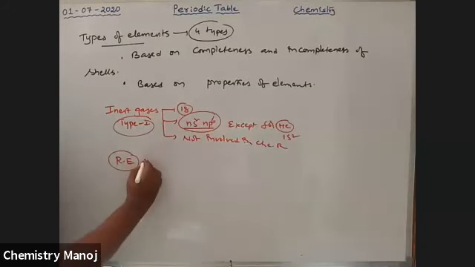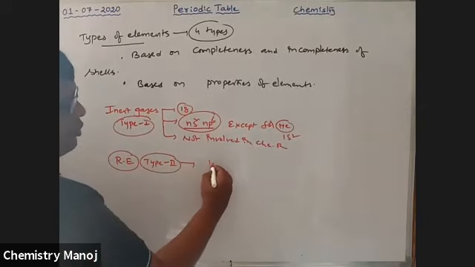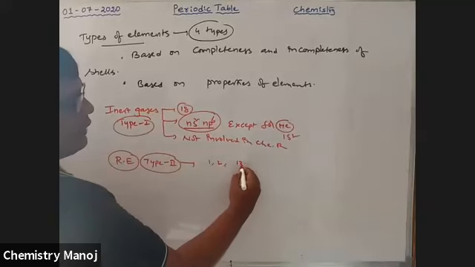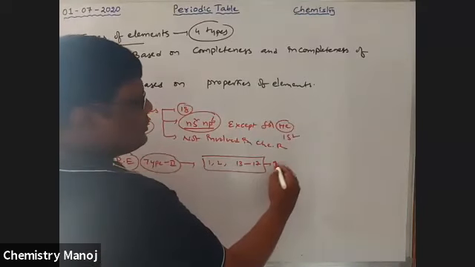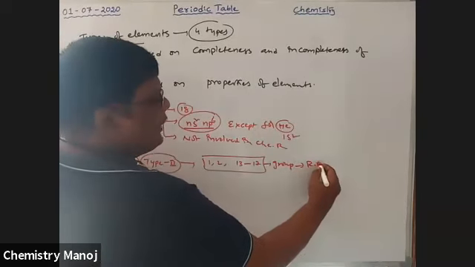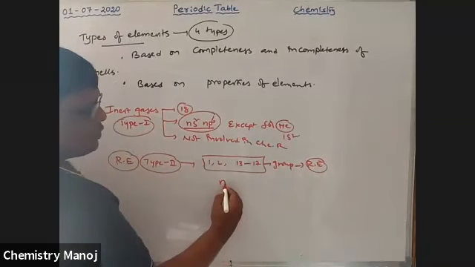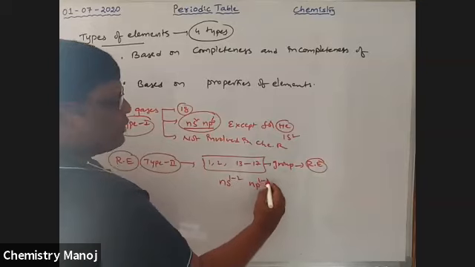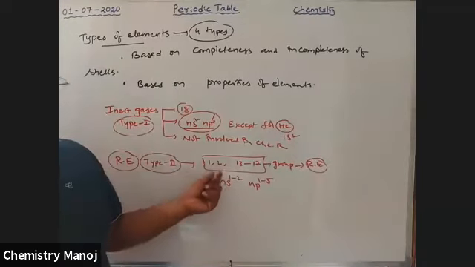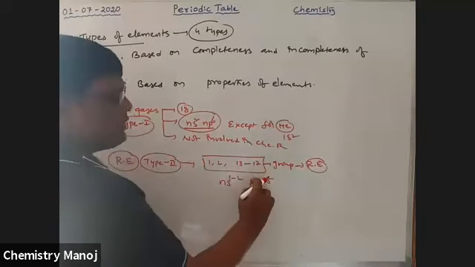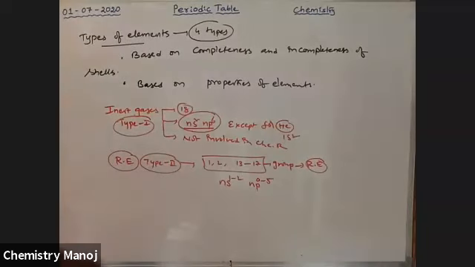Representative elements. These are nothing but type 2 elements. That means first group, second group, 13th to 17th group are representative elements. Here, the general outermost electronic configuration is ns1-2, np1-5. ns1-2 for groups 1 and 2. For np, not only 1 to 5, it is 0 to 5 is the better way. So ns1-2, np0-5. This is representative elements.